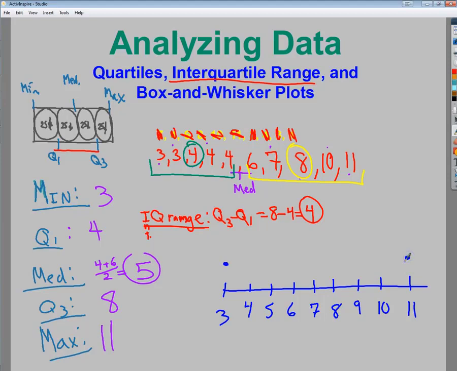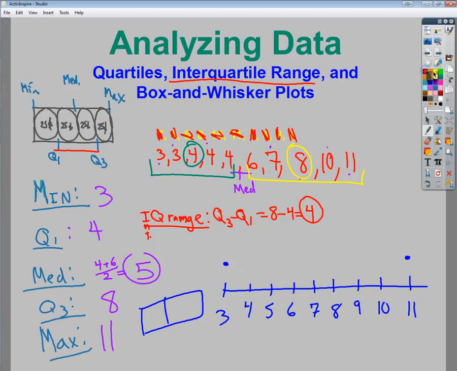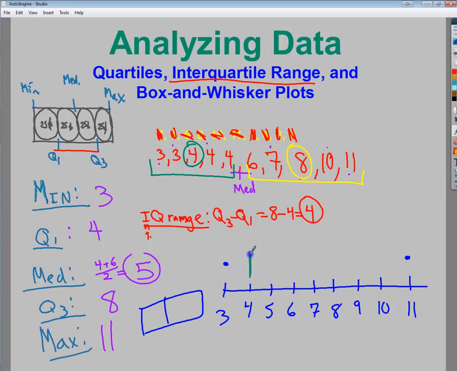Now I need to make my box. I'm going to make a box that looks like this in some form. So the first line I'm going to make is at Q1. So right at 4 there, I'm going to go ahead and make a line right here. That's Q1. The next line I'm going to make is at the median, so right here.